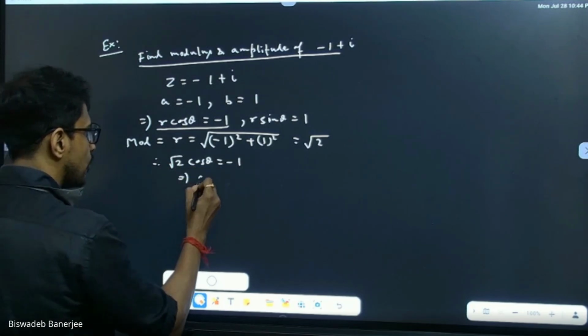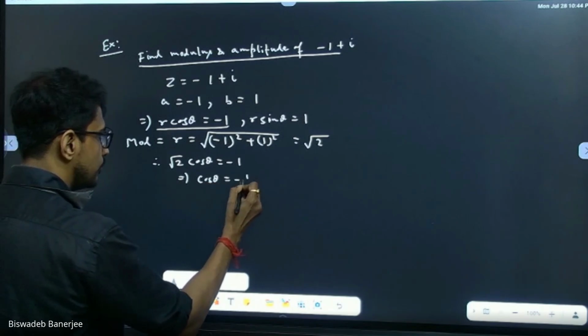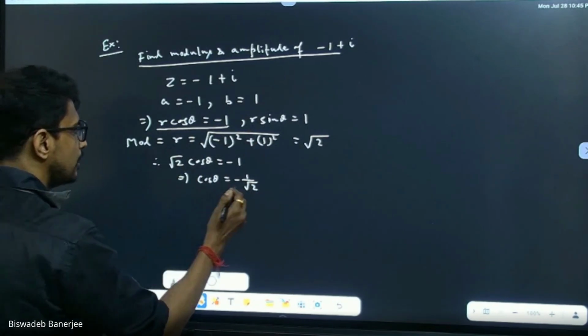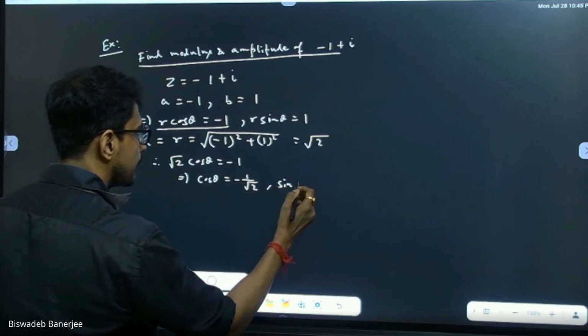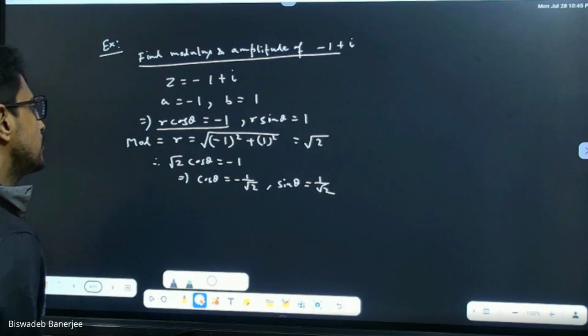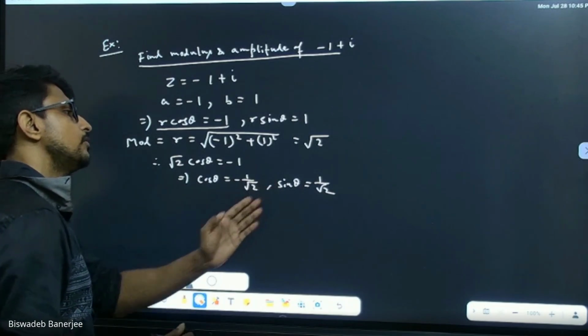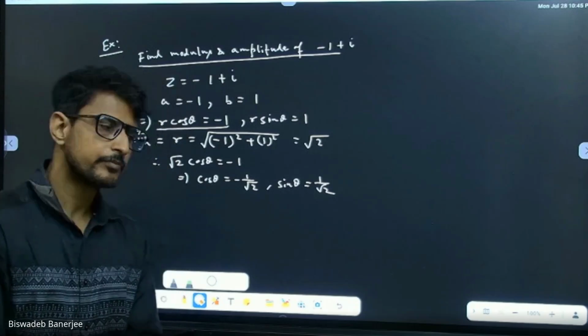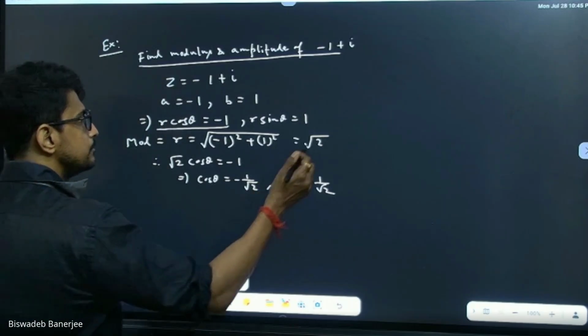This gives you cos theta equal to -1 by root 2. Similarly, put r equal to root 2 here. My sin theta will be simply 1 by root 2. So from r cos theta, my cos theta is -1 by root 2, and my sin theta is +1 by root 2. Okay.